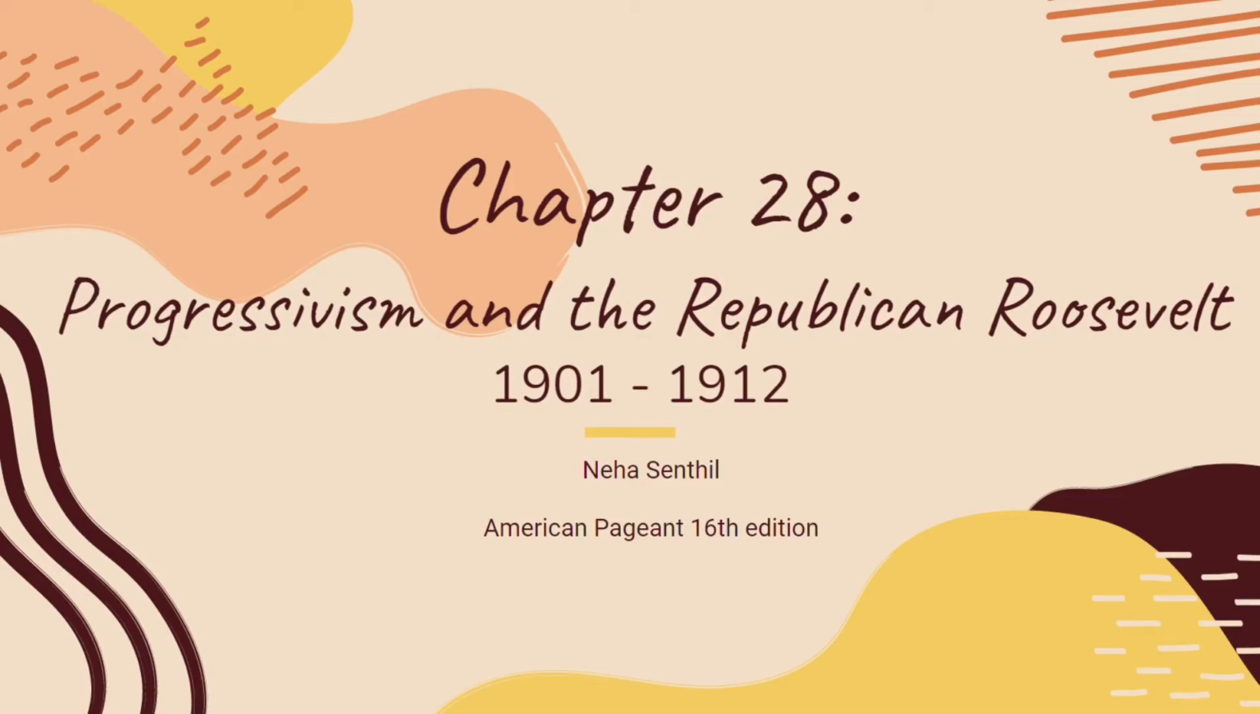Today we're going to be going over Chapter 28 of the American Pageant, titled Progressivism and the Republican Roosevelt, from 1901 to 1912. As always, we're going to be using the 16th edition of the American Pageant. If you have an earlier or a later edition or a completely different textbook, don't worry about it, the content's going to be the same.